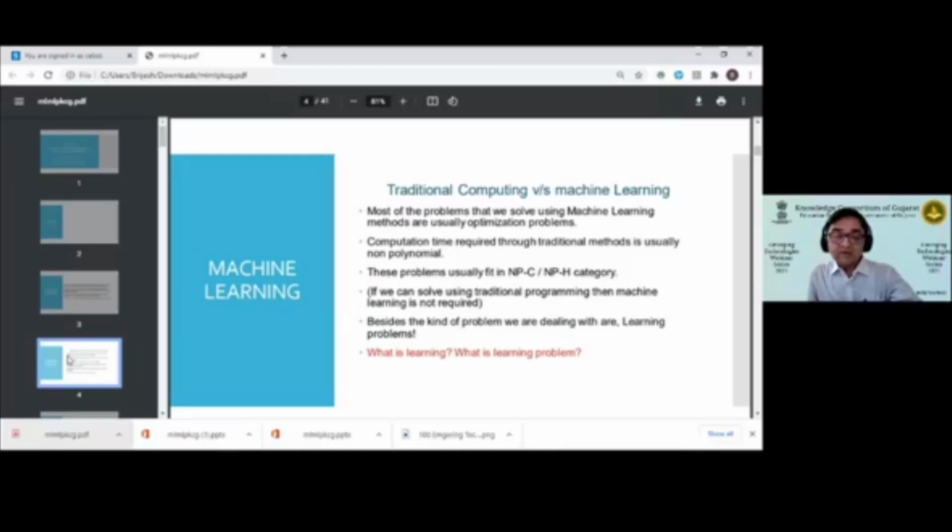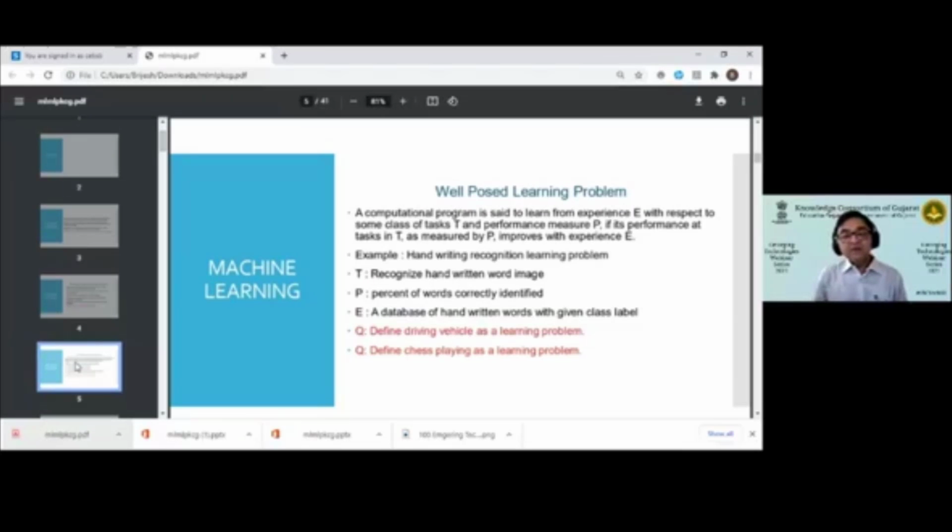Besides, the kind of problems we are dealing with are learning problems. So not just that they are hard or that the optimization requires exponential time, but these are also a different kind of problem which requires a certain amount of learning. And that leads us to the next question: what is learning and what is a learning problem? So let's define something called a well-posed learning problem.